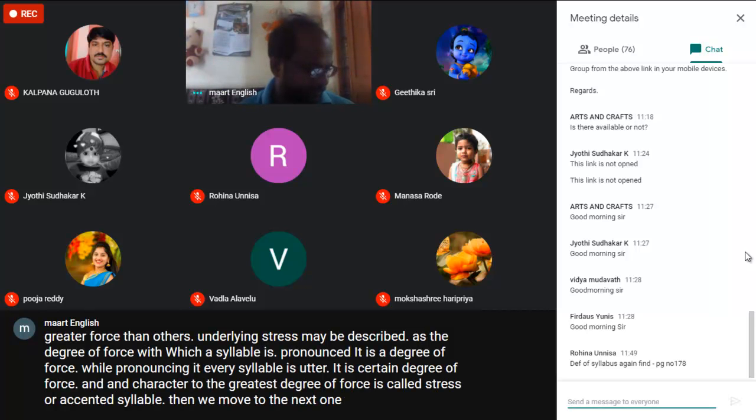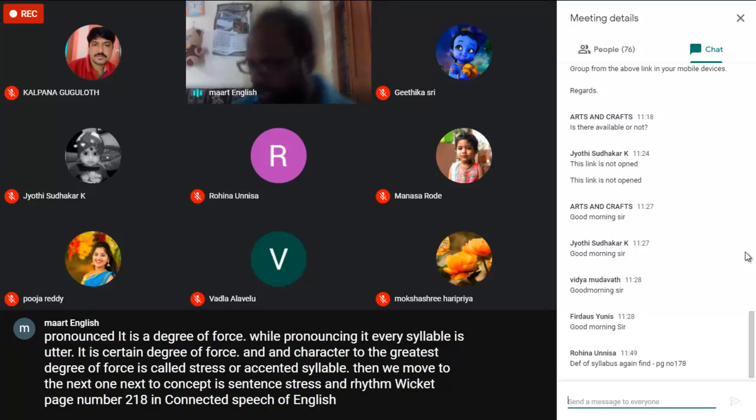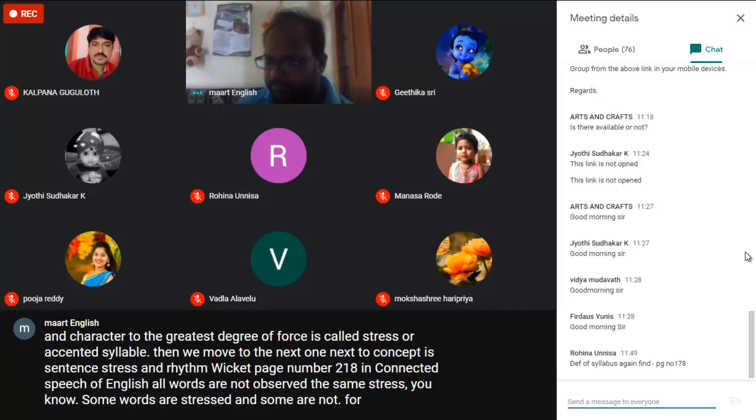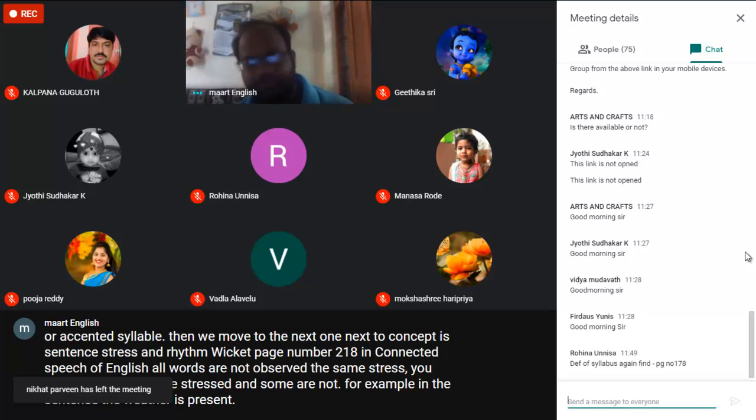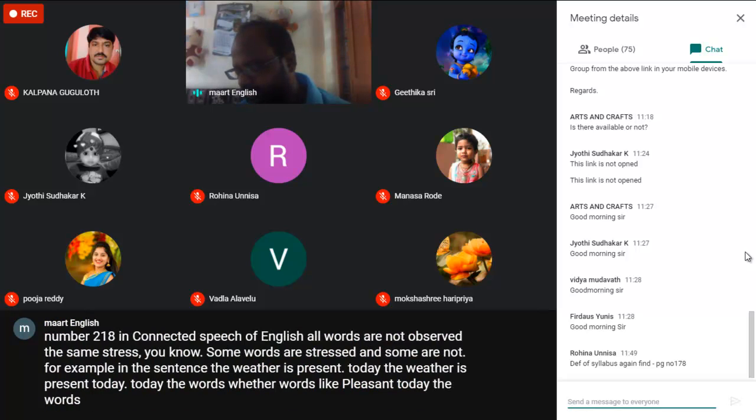Then we move to the next one. The next concept is sentence stress and rhythm. Look at page number 218. In connected speech of English, all words are not uttered with the same stress. We know. Some words are stressed and some are not. For example, in the sentence, the weather is pleasant today, the words weather, pleasant and today are stressed. The rest are unstressed.